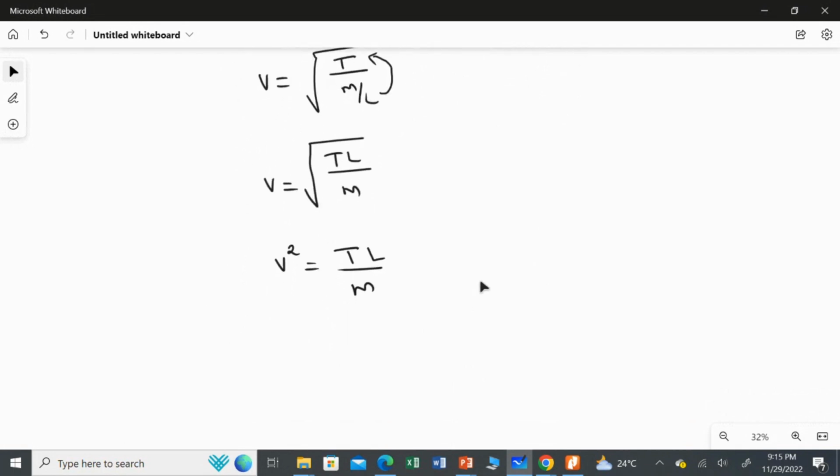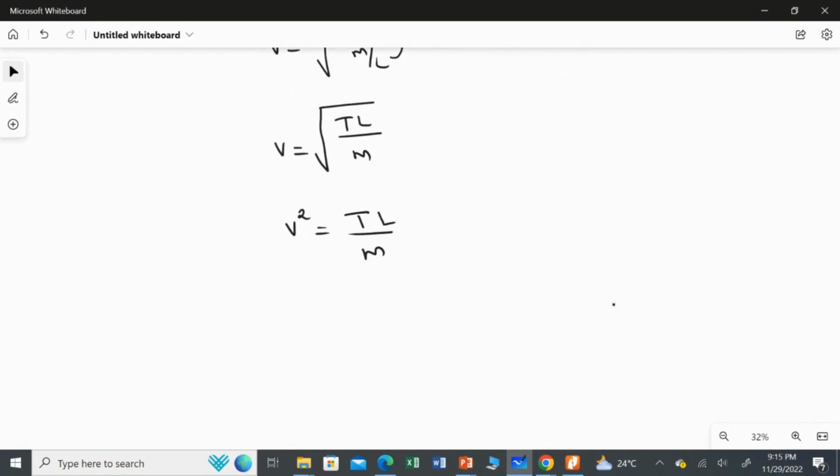Now we are going to find the length, so we have to rearrange this equation in terms of length. This M will come to the numerator on the left hand side and this T will come to the denominator. By that, the equation becomes L is equal to M multiplied by V square over T. So we have all the values.